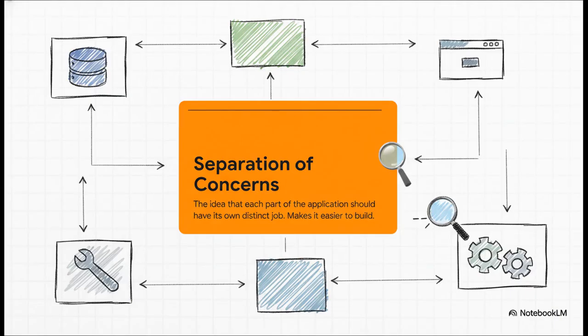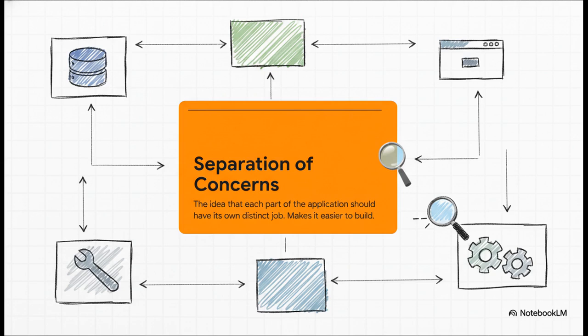A huge one is this idea called separation of concerns. It sounds complicated, but it's really simple. Every part of the system should have one specific job and do it well. The part of the code that talks to the database should not also be in charge of making a button look pretty. By keeping every part focused, the entire system becomes way easier to build, to update, and to fix when something goes wrong.